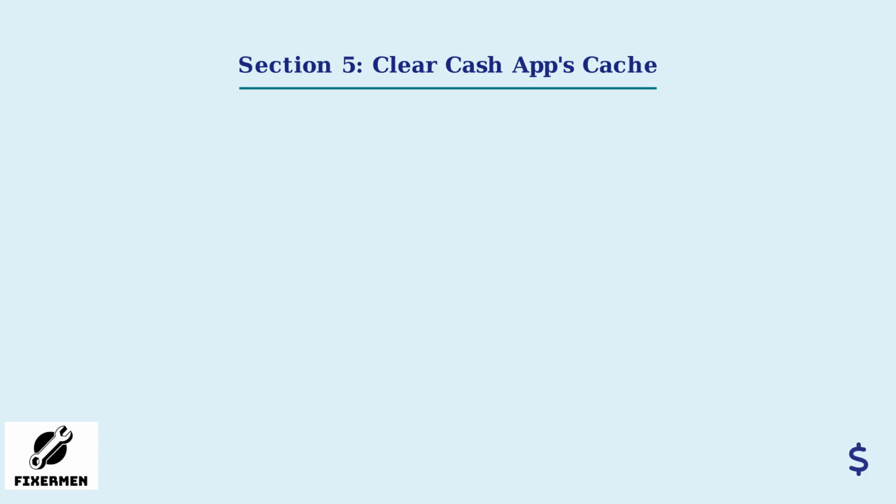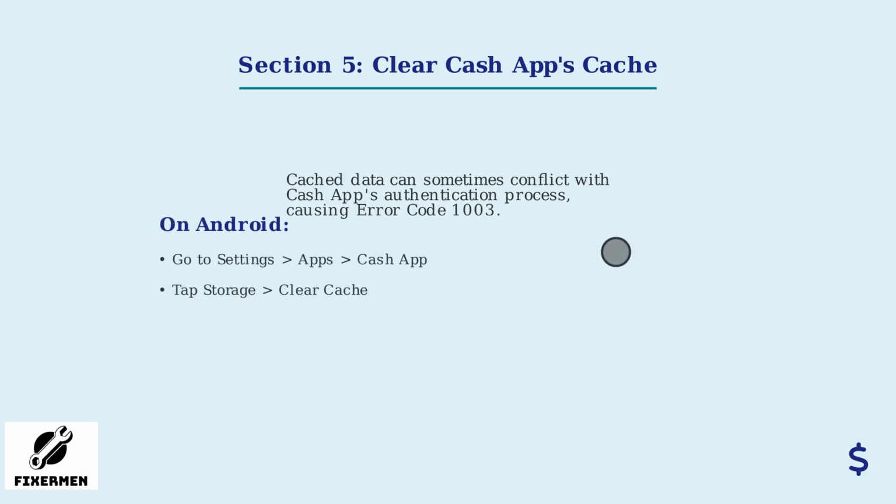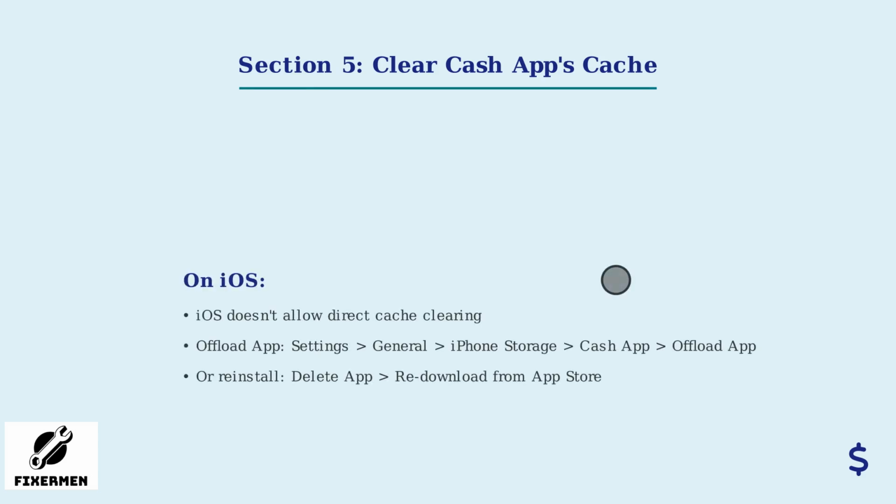Cached data stored by Cash App can sometimes interfere with the login verification process, leading to authentication errors. Clearing the app's cache can resolve these conflicts. On Android devices, navigate to your settings, find the Apps section, select Cash App, go to Storage, and tap Clear Cache. On iOS, there's no direct cache clear option. Instead, offload the app through Settings, General, iPhone Storage, find Cash App, and select Offload App. Alternatively, delete and reinstall the app from the App Store.